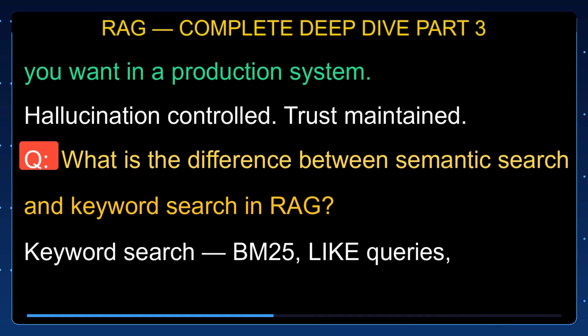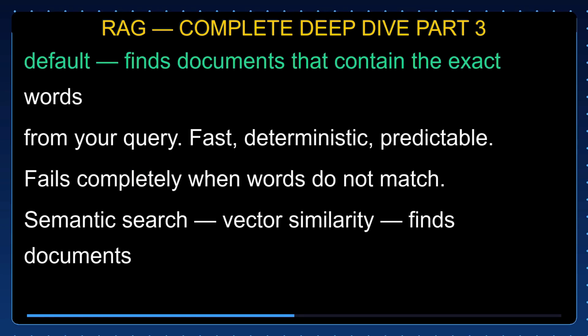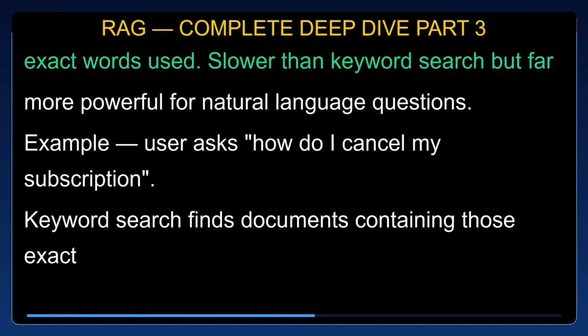Q. What is the difference between semantic search and keyword search in RAG? Keyword search. BM25. Like queries. Elasticsearch. Default. Finds documents that contain the exact words from your query. Fast. Deterministic. Predictable. Fails completely when words do not match. Semantic search. Vector similarity. Finds documents that match the meaning of your query regardless of exact words used. Slower than keyword search but far more powerful for natural language questions.